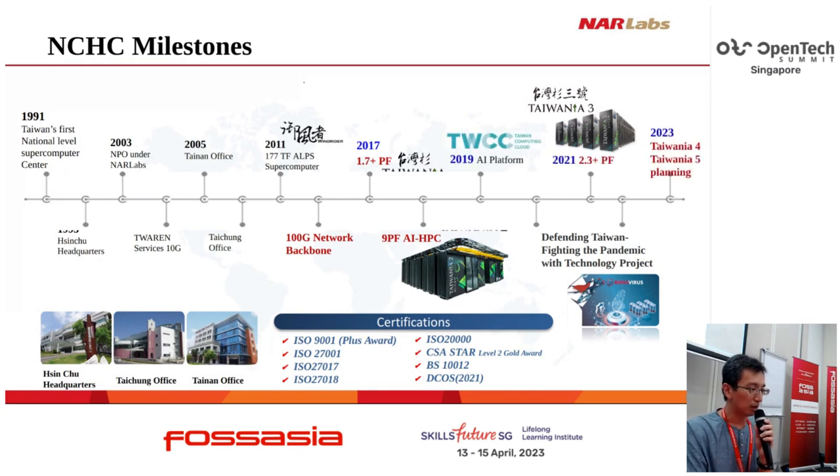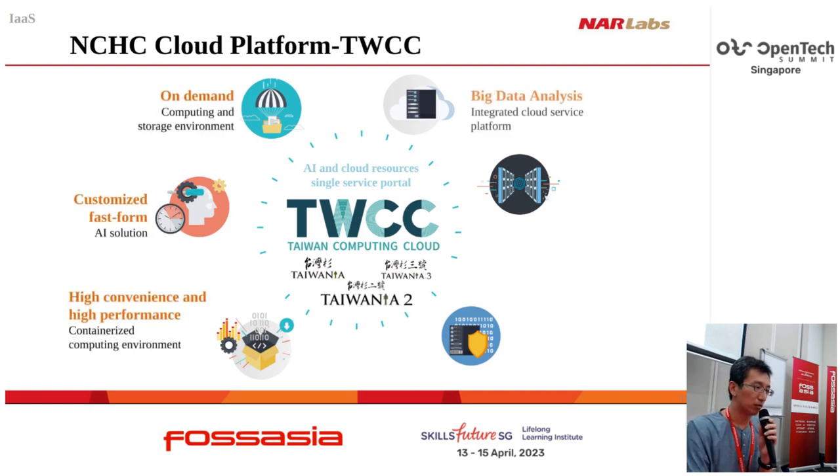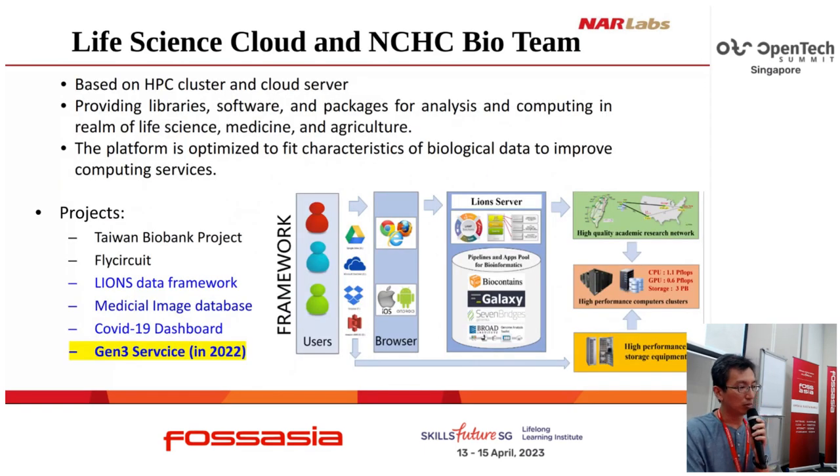In the past 10 years, we built up our mainstream supercomputers in Taiwan, named Taiwan 1, 2, and 3. We started to serve the cloud platform TWCC in 2019, and we also have three branches in Taiwan. In the TWCC platform, we provide several cloud services, for example, computing and storage on demand, big data analysis, and containerized computing environments. Based on HPC and the cloud platform, the NCHC bio team provides several cloud services for life science, medical, and agriculture. We started to survey the Gen3 service platform in 2022. That's why we are involved in this kind of project.